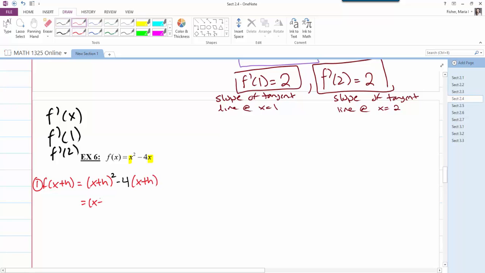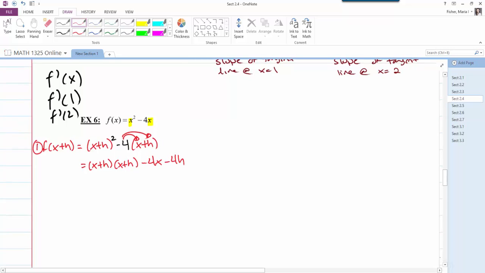So x plus h squared, I'm going to write that twice and FOIL it. And then I'm going to go ahead and distribute my negative 4 inside that parentheses. So I have negative 4x minus 4h. If I FOIL out x plus h times x plus h, I get x squared plus xh plus another xh plus h squared. Still minus 4x minus 4h. Combine like terms, and I end up with x squared plus 2xh plus h squared minus 4x minus 4h.